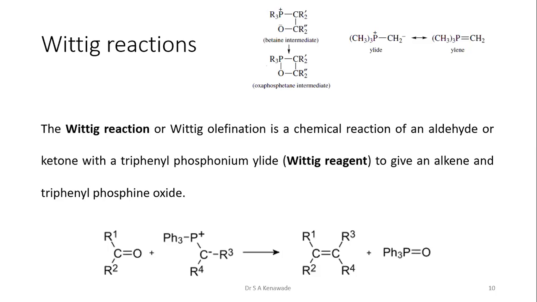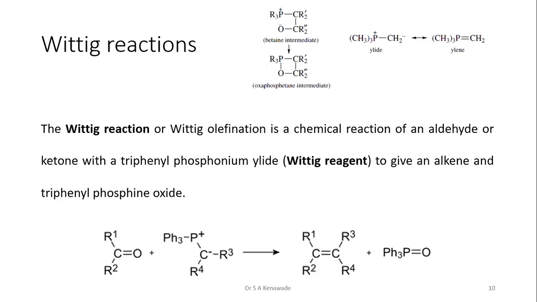The Wittig rearrangement is the conversion of ether to alcohol, whereas in the Wittig reaction a ylide is used, converting the carbonyl group into an alkene. This is the Wittig reaction in the presence of a phosphorus ylide. I will discuss the Wittig reaction here. The Wittig reaction is also called the Wittig olefination reaction.